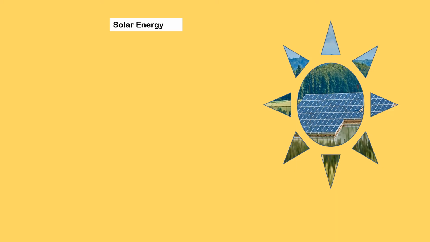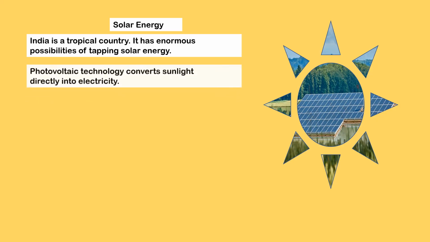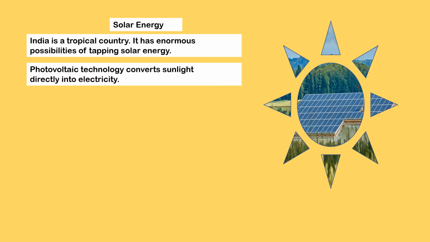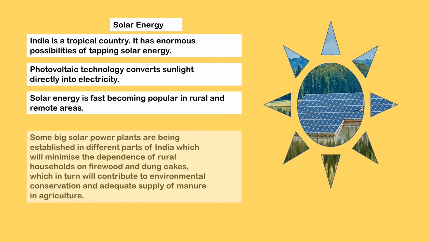Now let's learn about solar energy. India is a tropical country. It has enormous possibility of tapping solar energy, right? We even have Cochin International Airport solely running on solar energy, the entire airport. Photovoltaic technology converts sunlight directly into electricity. Solar energy is becoming very popular in rural and remote areas.